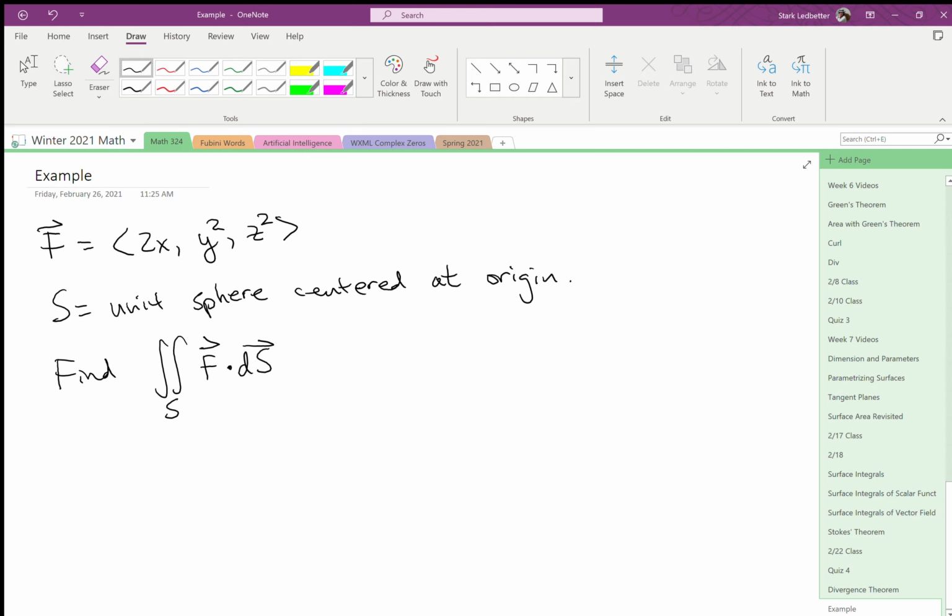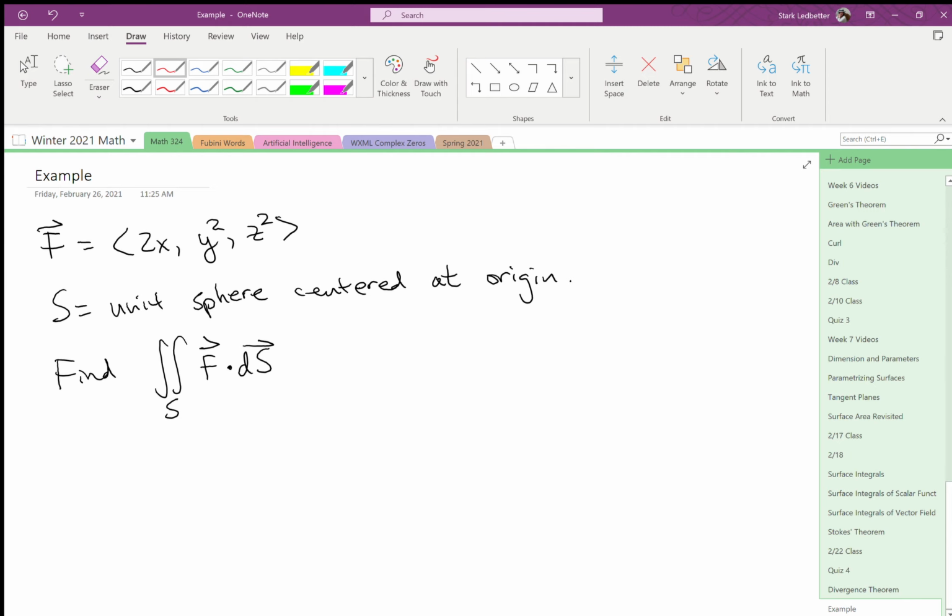Alright, so here's an example, this is actually taken from Wikipedia, about the integral of a vector field over a surface. So here's the vector field, it's 2x comma y squared comma z squared, and we want to integrate over the surface the whole unit sphere centered at the origin.